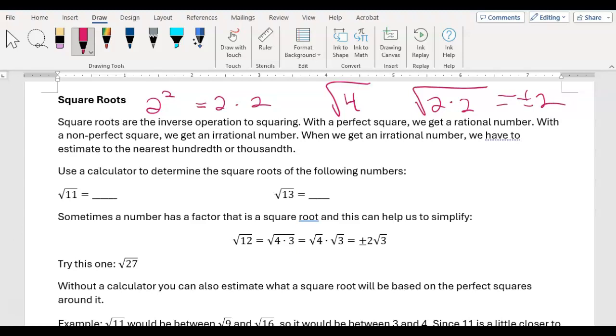With a perfect square, we get a rational number, right? So if I take the square root of 4, like I just did, we get 2. That's a rational number. If we are doing a non-perfect square, we get an irrational number. And when we get an irrational number, we have to estimate to the nearest hundredth or thousandth. So if you use a calculator, determine the square roots of the following numbers.